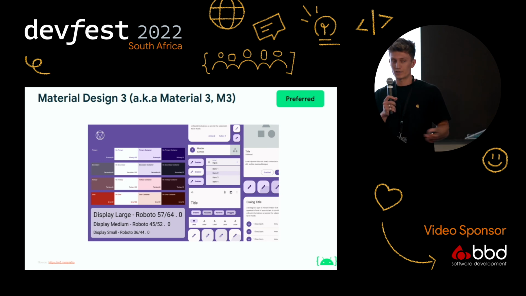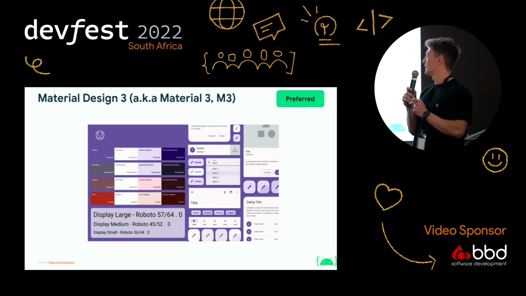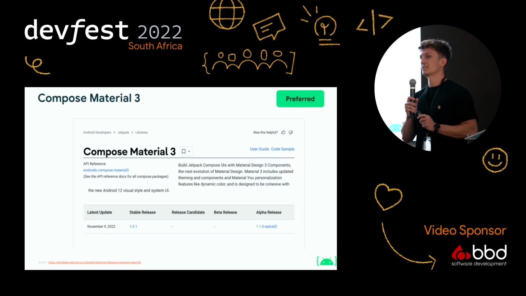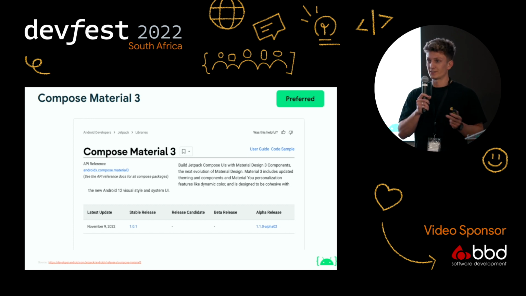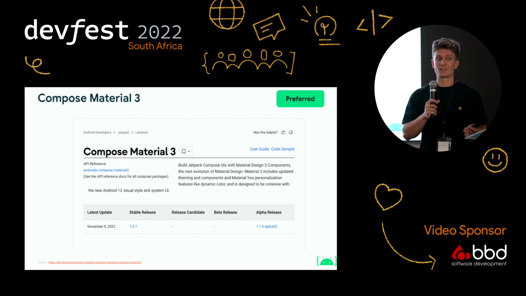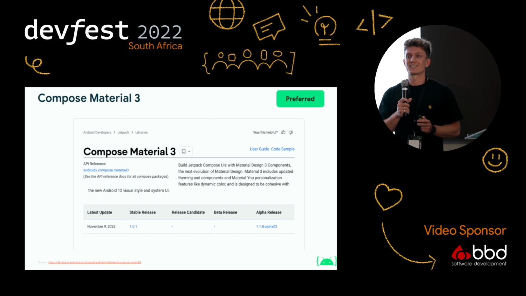It has more components, expanded theming, a different look. And for that, Jetpack Compose has a separate library that you have to add to your app called Compose Material 3. So yeah, you basically have two artifacts that you can add to your Compose apps, Compose Material or Compose Material 3. You'll notice I've added a little preferred label up in the top right, because this is why.